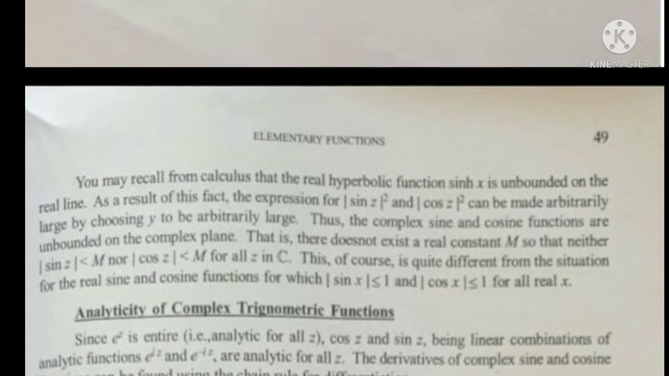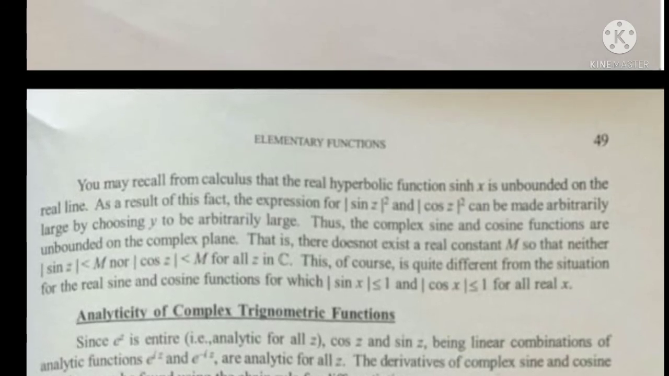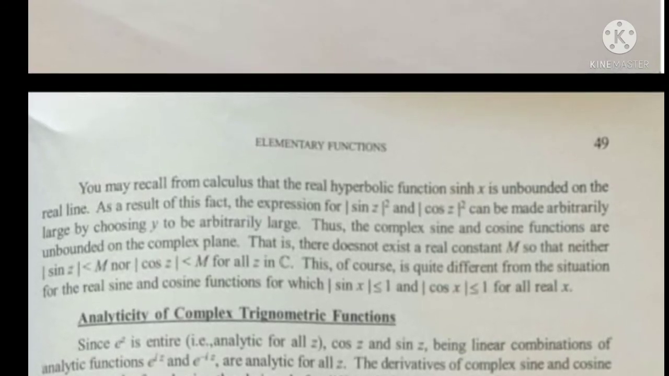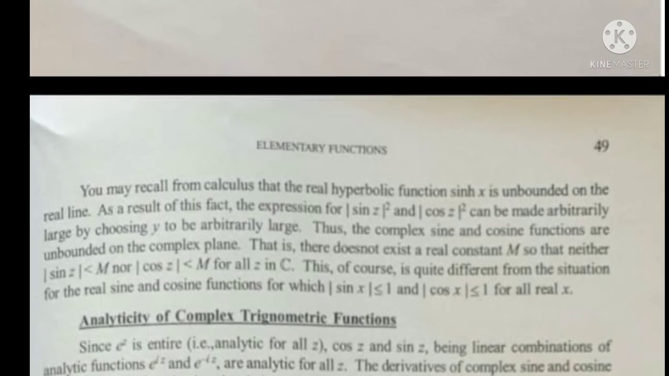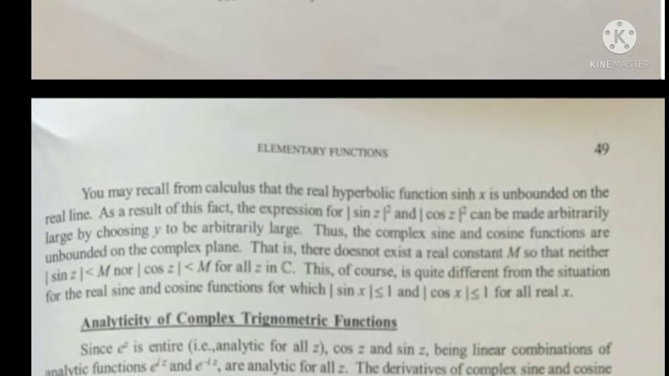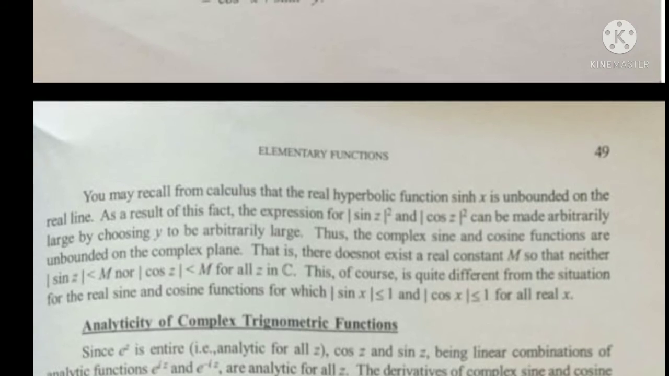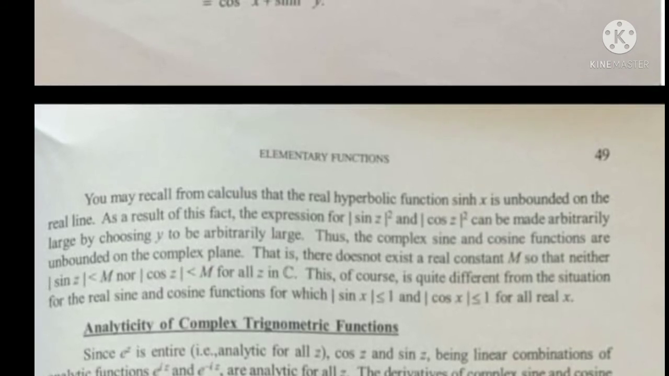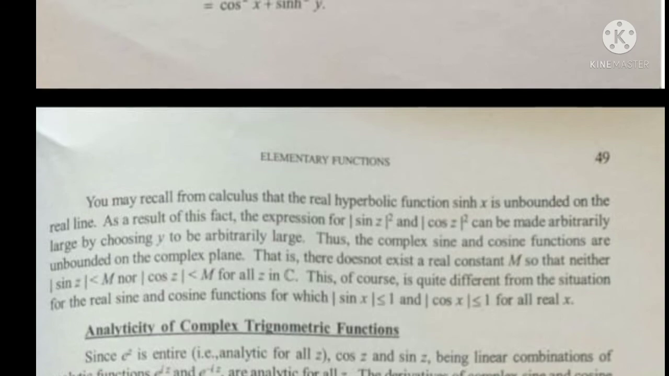That is, there does not exist a real constant M so that modulus of sin z is less than M, nor modulus of cos z is less than M, for all z in C.